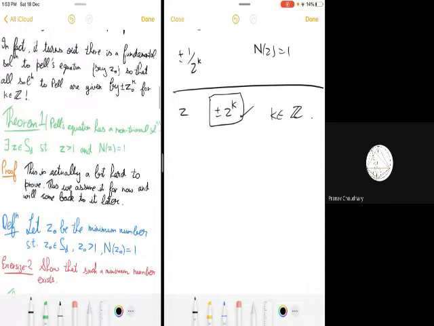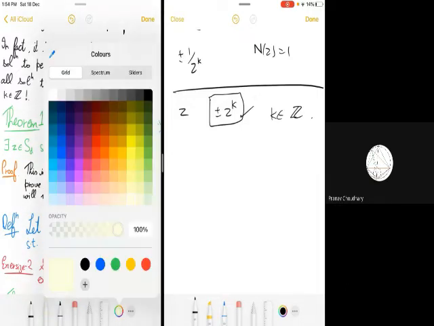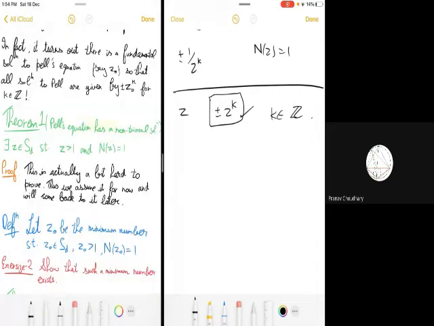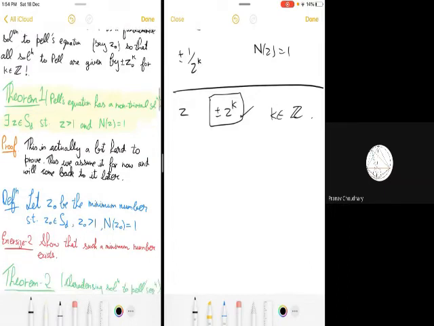For now let's just assume this thing. We'll prove this at the end of the lecture, if we have time. So let's assume there exists some z in SD which is not plus minus 1 such that n of z is 1. Let's say there exists some z greater than 1 satisfying n of z is 1.